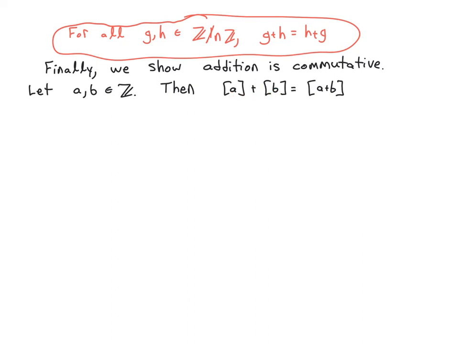Well, we know this is the definition of addition. We also know that addition of integers is commutative, so we can replace A plus B here with B plus A, which is exactly what we do. And then we see that the equivalence class of B plus A is the sum of the equivalence class of B with the equivalence class of A, which is exactly what we wanted to show. Given two arbitrary equivalence classes, A and B, you got the same sum no matter what order they appeared in.